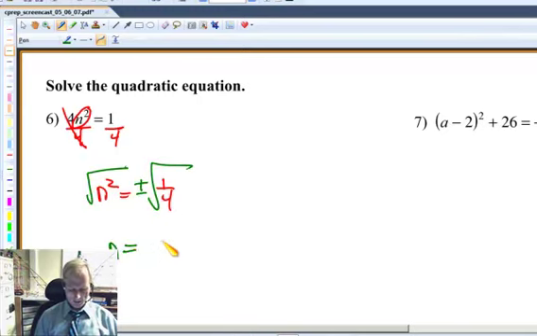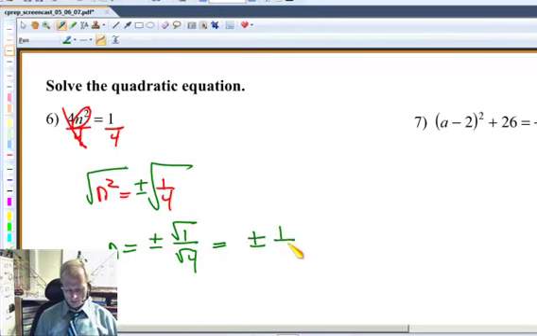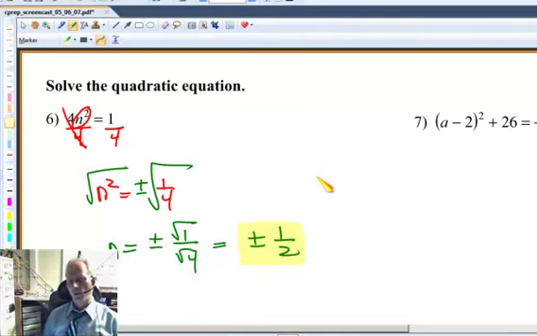Now I'm going to take the square root of both sides, and I'm going to get n equals plus or minus the square root of 1/4, which is really the square root of 1 over the square root of 4, which is plus or minus 1/2. And that's my solution.